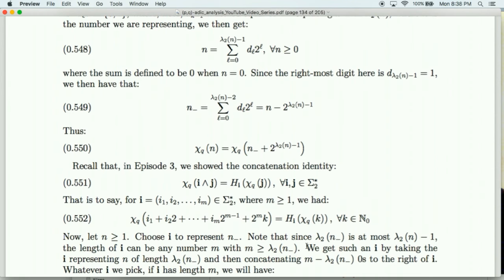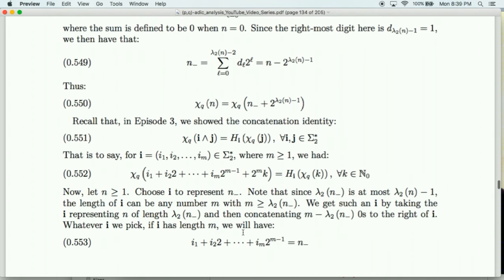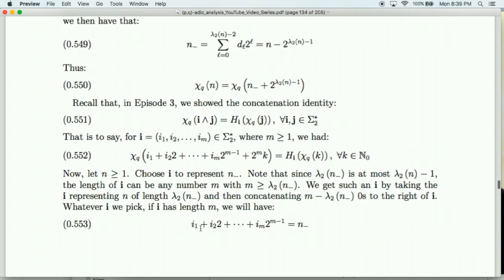So let n be greater than or equal to 1. Now let bold I represent n minus. Then since lambda 2 of n minus is at most lambda 2 of n minus 1, the length of I can be any number m which is greater than or equal to lambda 2 of n minus. So what I'm going to do is pick the string that represents n minus. I'm going to have a string of length lambda 2 of n minus, and then concatenate m minus lambda 2 of n minus zeros, so that we get an I of length m that we can then use in this formula. In other words, if n minus doesn't have enough digits, we'll just add in the rest. And so with this setup, the digit sum of the digits of I, base 2, is equal to n minus.